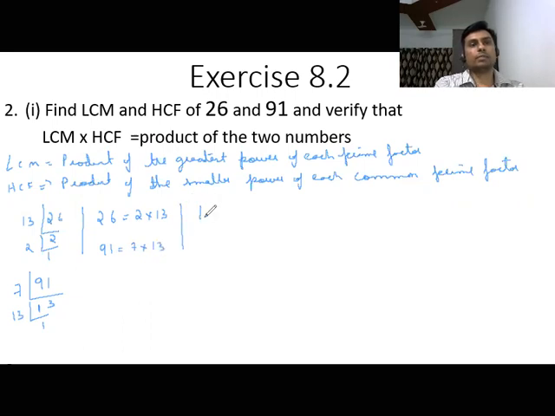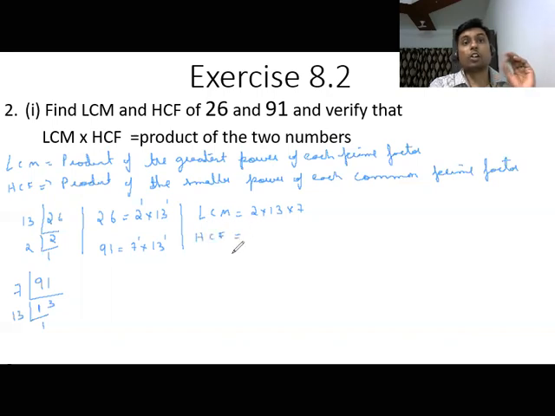Now I have to find the LCM. LCM is the product of the greatest power of each prime factor. Everywhere the power is 1, correct? So 2 into 13 into 7. See, 13 is common, so choose the highest power. Both are 1, so choose any one. So 2 into 13 into 7. If it is common, you choose the highest power. If it is not common, choose that number. You have to choose all numbers. But if they are common, choose the highest power. So 13 is common, so take the highest power, which is 1, and 7. This is LCM. I hope you understood LCM.